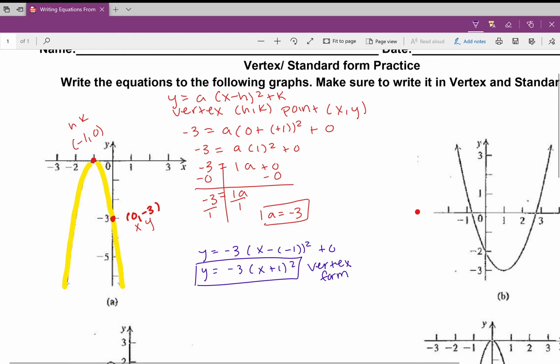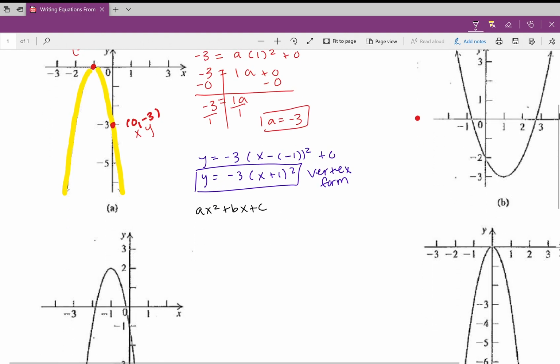And then remember, standard form is ax squared plus bx plus c. So in order to get to this form, we're going to have to first, remember, write the parentheses 2 times. So let me write that off to the side. So the parentheses times 2. Then we have to do double distribution. Then we have to distribute a, and then combine like terms.